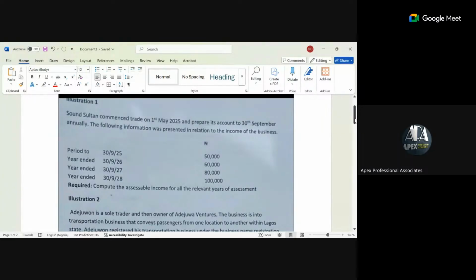So they gave us the following information: this guy commenced business on 1st of May 2025 and he prepared his accounts to 30th of September annually. The following information was presented in relation to the income of the business. We have period to 30/9/2025, 50,000. Year ended 30/9/2026, 60,000. Year ended 30/9/2027, 80,000. And year ended 30/9/2028, 100,000. The requirement is for you to compute the accessible income for all relevant years of assessment.